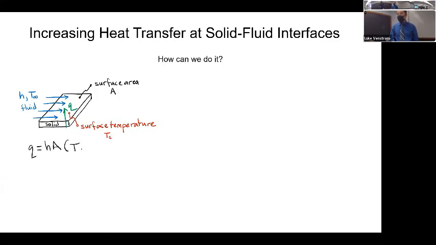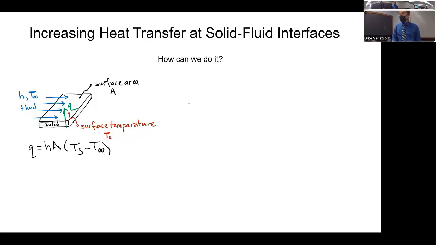So the question is, what are our options, right? Like, how do we make Q big? So it's not a trick question. Like, what are our options for making Q bigger? Let's say that the T_s is fixed, like T_s is the number that it is, right? We want to keep the chip cool. We want to keep the engine block surface cool. So what are our options then?